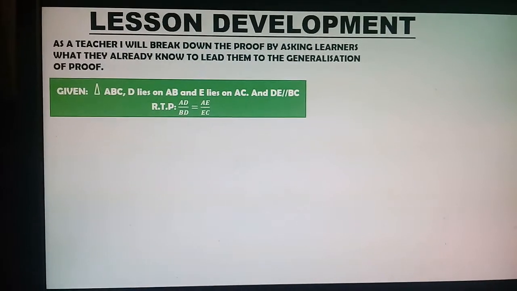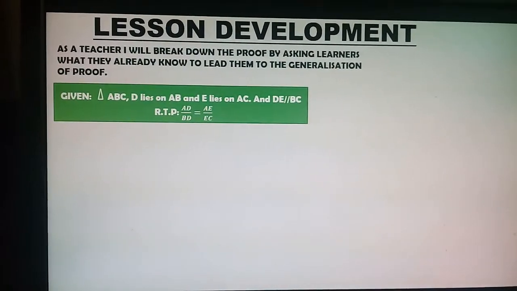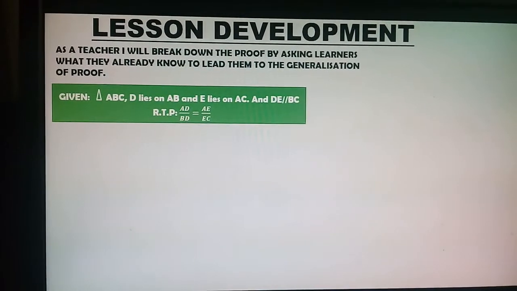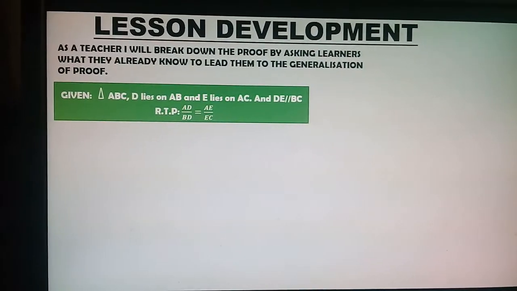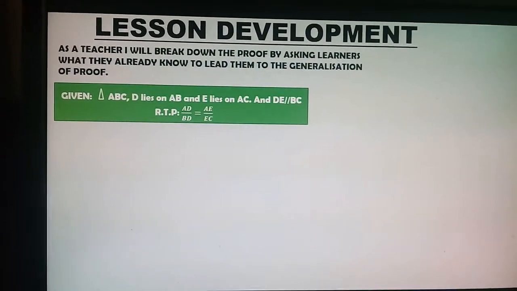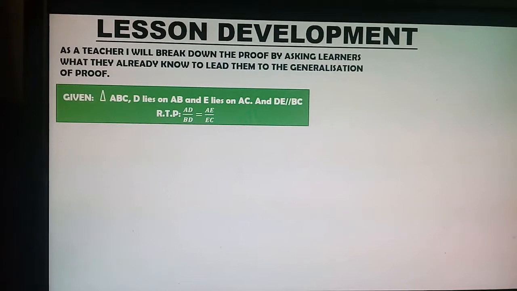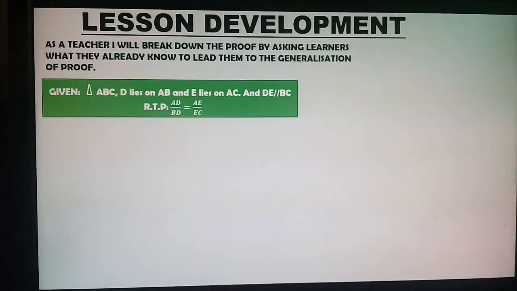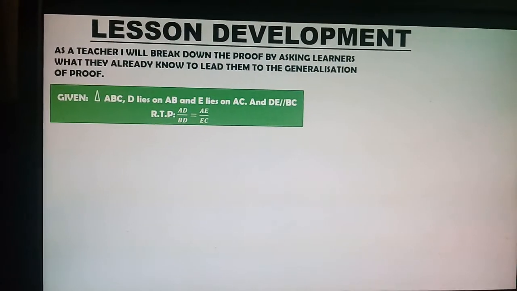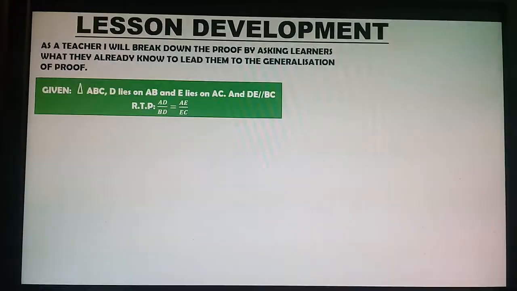Okay, here is the given information. We are given triangle ABC, and D lies on AB and E lies on AC, and DE is parallel to BC. What is required to prove that AD divided by BD equals AE divided by EC?